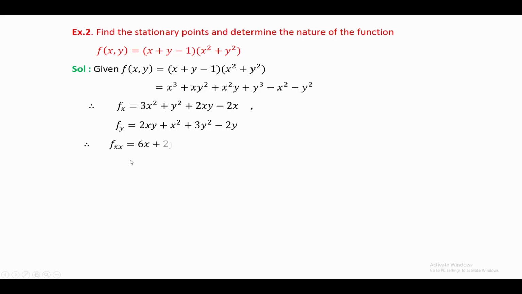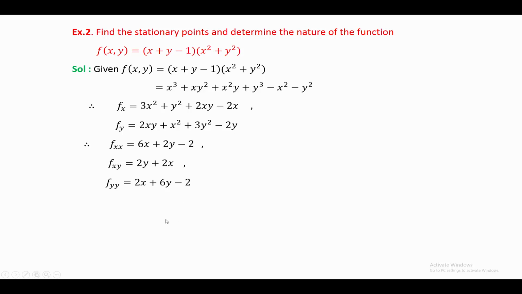square 2y. Then f double x, derivative of fx with respect to x is 6x, 0, derivative of this function is 2y, derivative of 2x is minus 2 only. Then f of xy, derivative of fy with respect to x, derivative of this first term 2y, derivative of x squared 2x, derivative of 3y square 0, derivative of 2y 0. F double y, derivative of fy with respect to y, derivative of 2xy is 2x, derivative of x square 0, 3, derivative of y squared 2y, 3 into 2y, 6y minus 2.